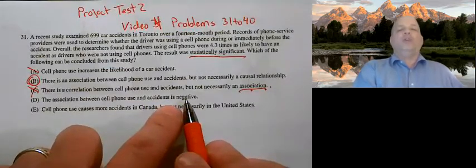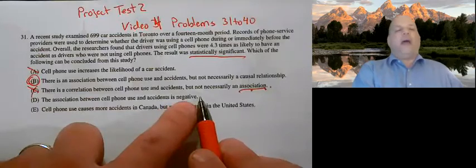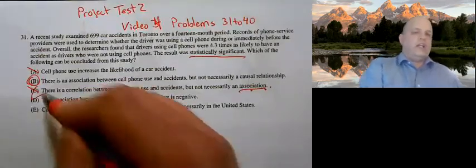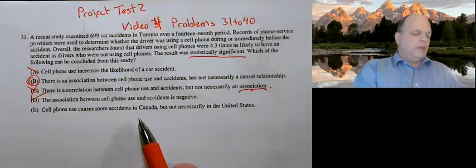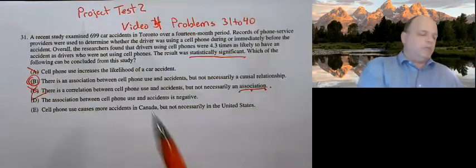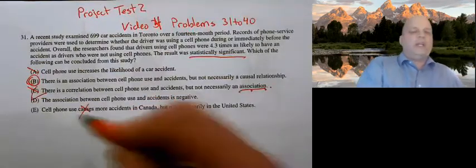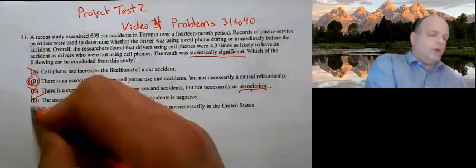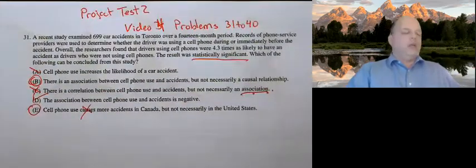No, they said the more you use the phone, the more accidents you have, according to the study, or that's what they observed. Cell phone use causes more accidents. Sorry, we can't use the word cause. We can say there's a relationship or there's an association, but we cannot say that there's a cause.